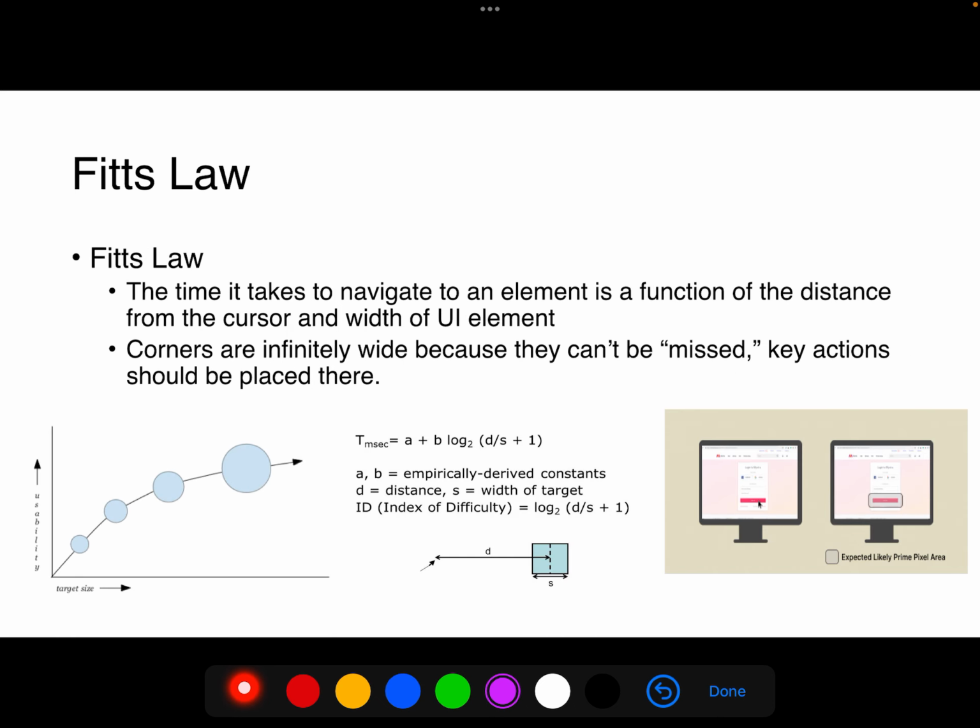Fitts law, we talked about this. This is why the corner of your screen is technically infinitely wide, because you can't miss it. So the time it takes to navigate to an element is a function of the distance from the cursor and the width of the UI element. So something to be aware of. This is, again, not really up for discussion.